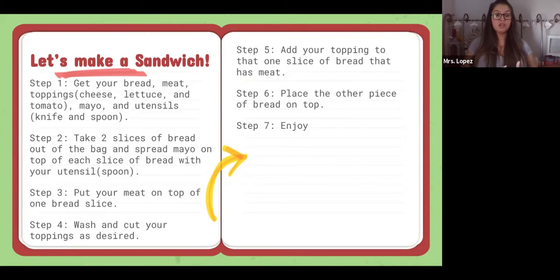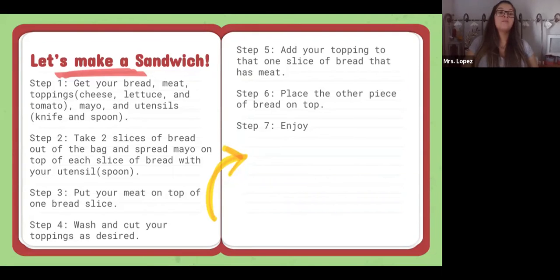Step 3, you're going to put your meat, however much meat you want, on top of 1 slice of bread that has mayo on it. Then you're going to take step 4, you're going to wash and cut your toppings as desired. So I like my tomatoes really thin, so I sliced it really thin, and then I washed my lettuce as well. After you wash and cut your toppings as desired, you're going to add your toppings to that one slice of bread that has meat on it, and then you're going to place the other slice of bread on top, and then you're going to enjoy.